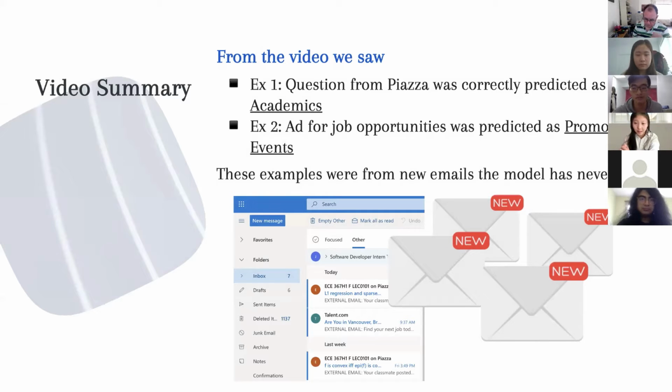There we go. Okay, so from the video example, we saw a pretty intuitive example of how our model can be applied to real life. Basically, we want to emphasize that these are emails that have never been seen by our model before, so it's correctly predicting them.